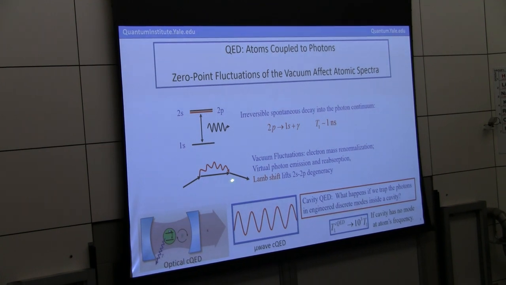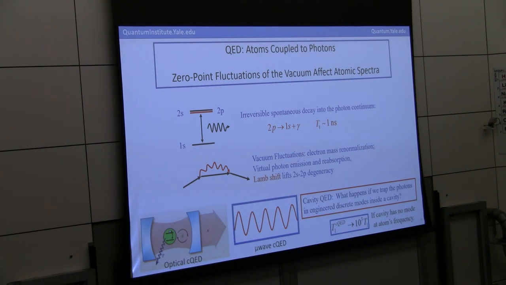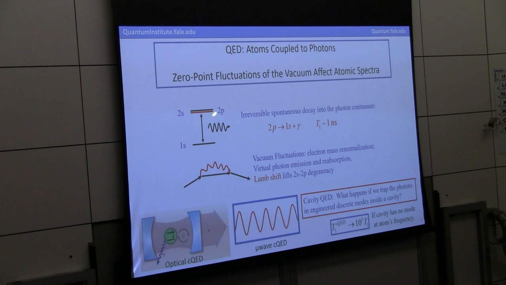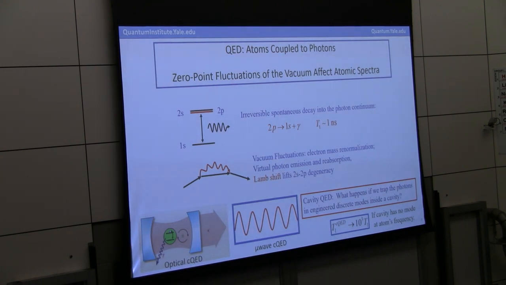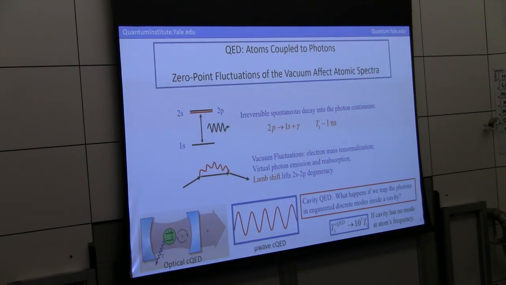There are also, of course, effects such as this Feynman diagram, which represents virtual emission of a photon by the electron and reabsorption. Those effects, once we normalize the mass, break the degeneracy between the 2s and the 2p states of the electron orbitals in hydrogen through the Lamb shift. And there are many other interesting effects.